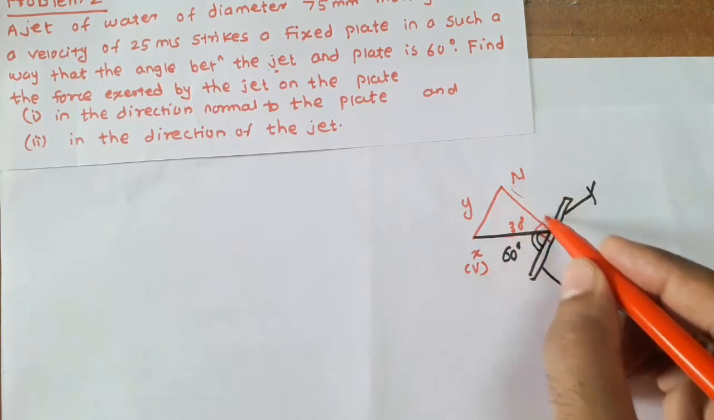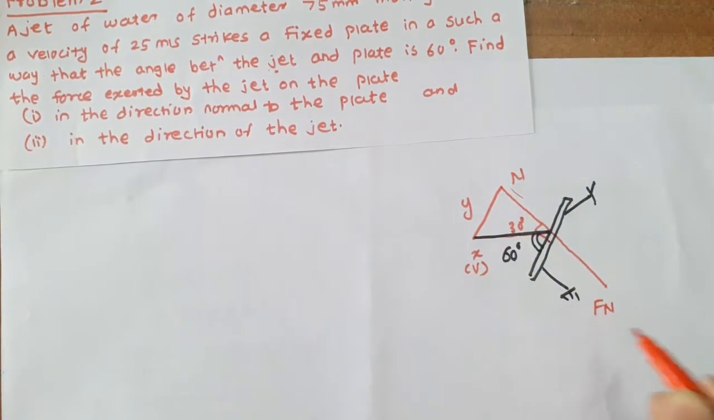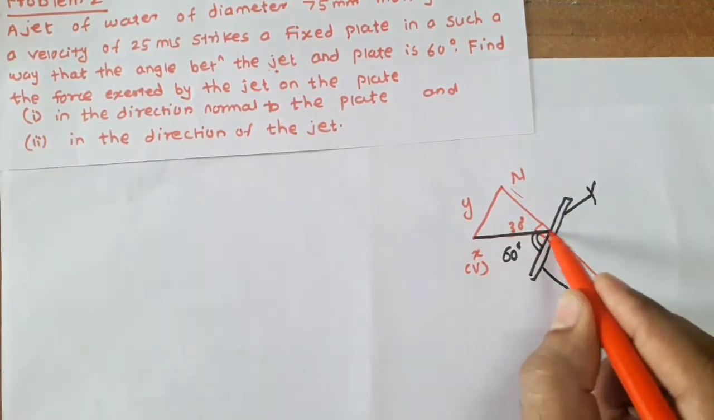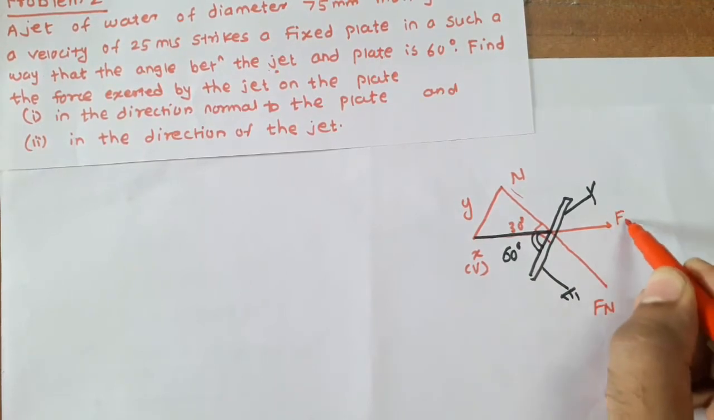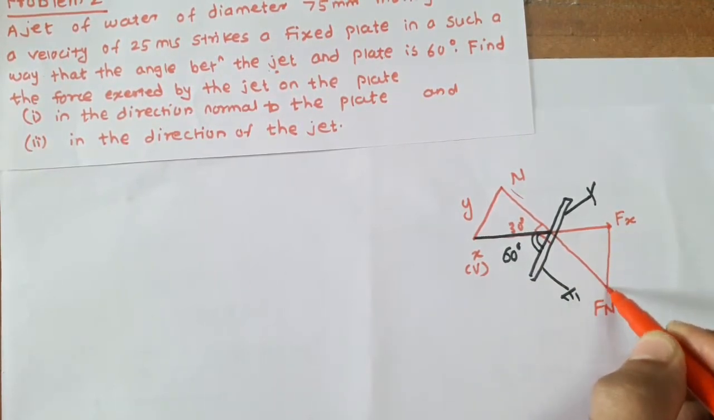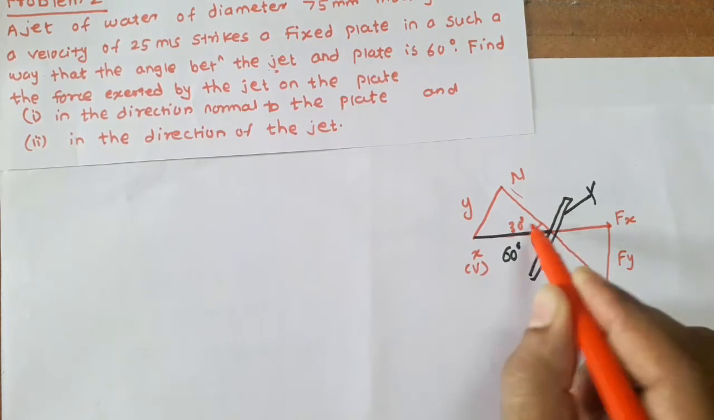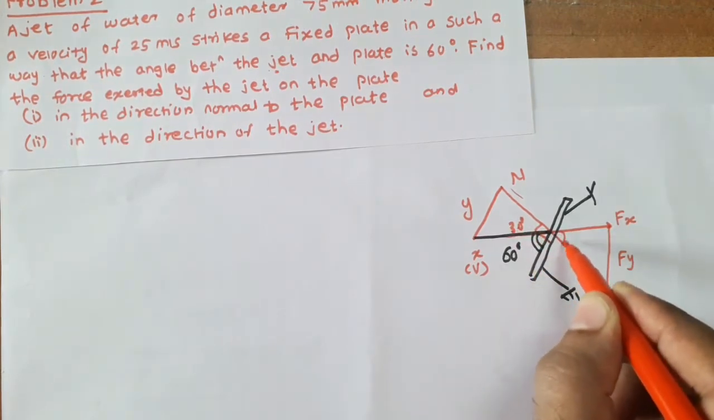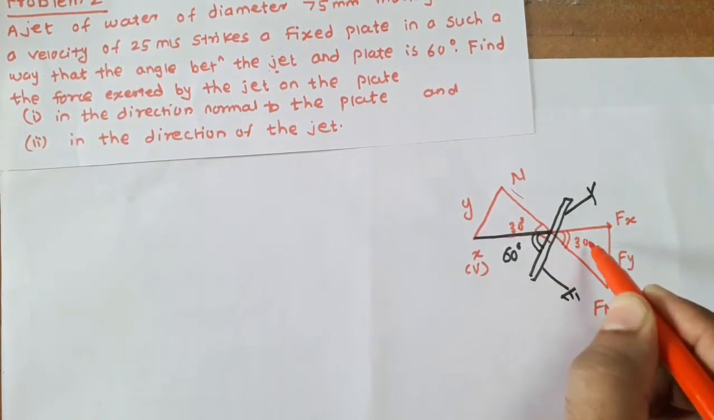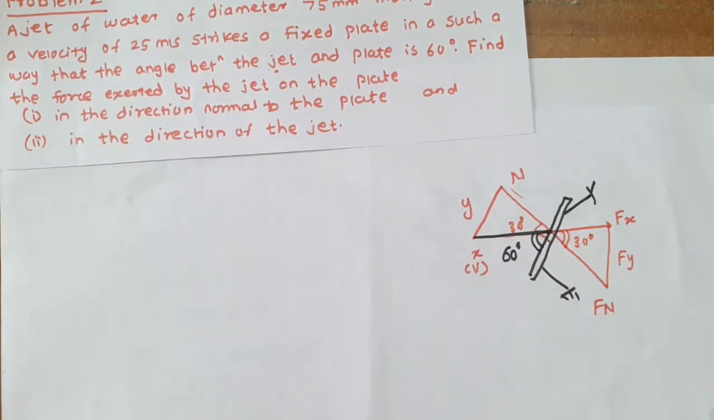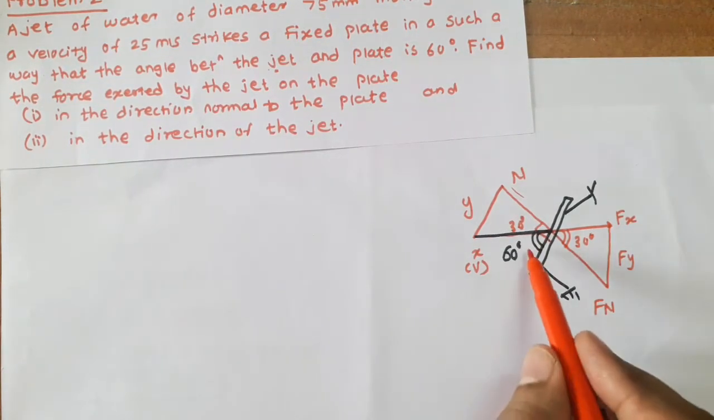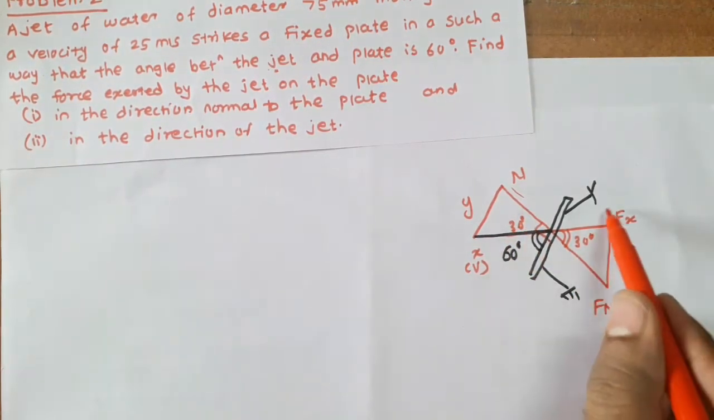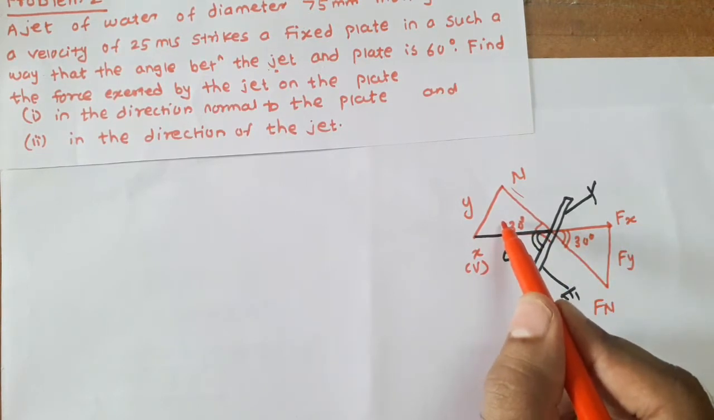If you extend the normal direction line, we get the normal direction force. If you extend the x line, we get the Fx force. If you draw the perpendicular, we get the Fy force. Again, this angle is 30 degrees, and the opposite angle is also the same, 30 degrees. So it is simple. This diagram is known as the force triangle, and this diagram is known as the velocity triangle.